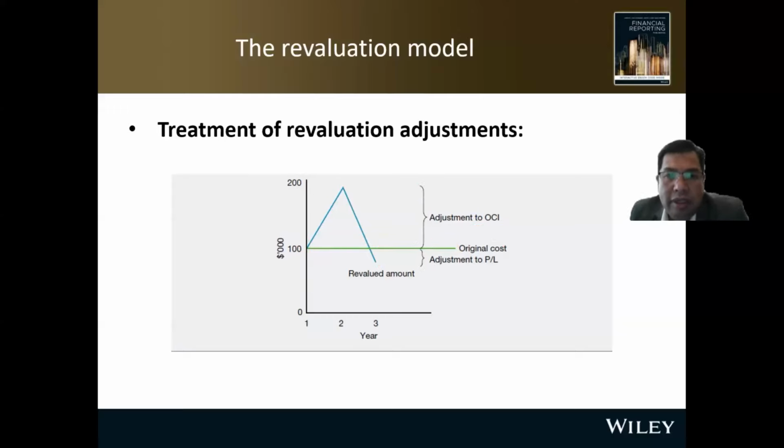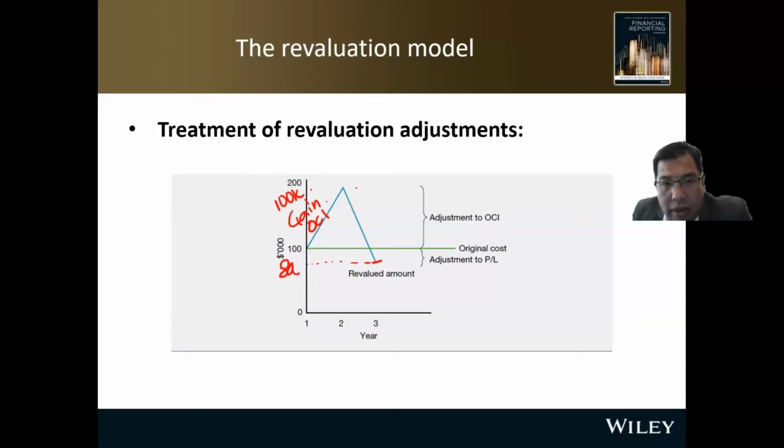Okay. First, you bought this land for 100,000, and then the value of land increased to 200,000. So in this part, you have a gain on revaluation. Remember, right? It goes under OCI. That is 100,000. Okay. Later on, the value falls to 80,000. This is 80,000.